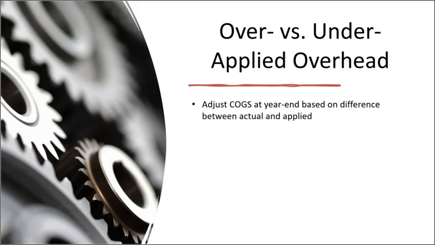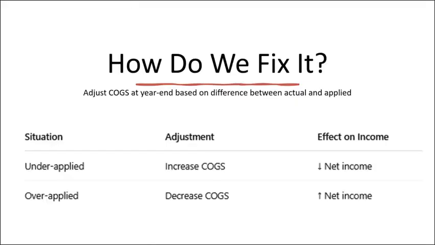It's not the end of the world, but it needs to be adjusted. At the end of the period, companies compare actual overhead and applied overhead. The difference is typically closed out through the cost of goods sold account. Why COGS? Because that's where all those job costs eventually land. Adjusting COGS keeps our financials aligned with actual performance. So if we under-applied overhead, the adjustment is to increase cost of goods sold, which reduces net income. If we over-applied overhead, we decrease cost of goods sold, which increases net income.